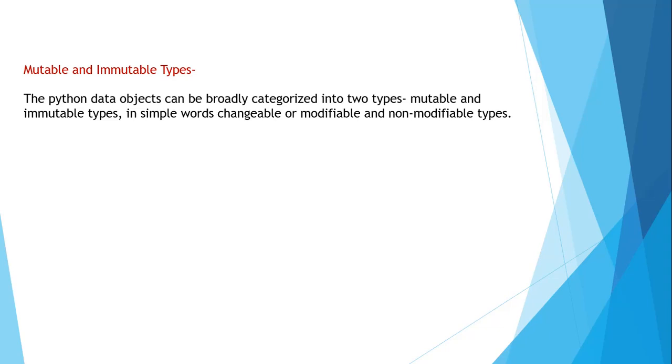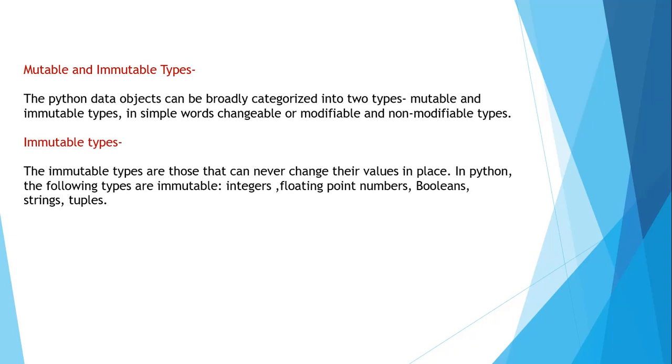In simple words, the modifiable or changeable entries are known as the mutable types, and the entries which cannot be modified or changed, the non-modifiable types, are known as the immutable types. Immutable types are those that can never change their values in place. Whatever value they have is going to be fixed, so that type of data types will be considered under immutable types.